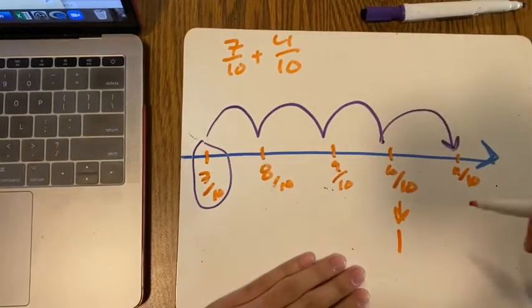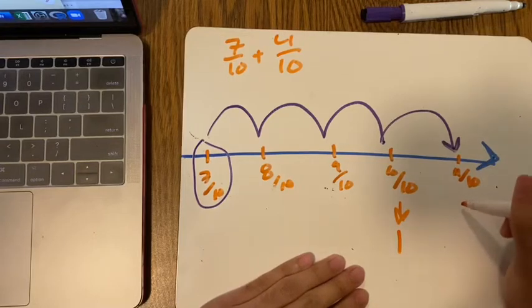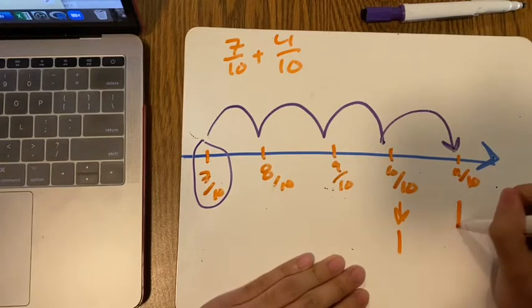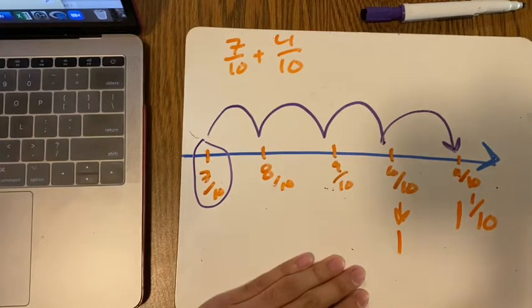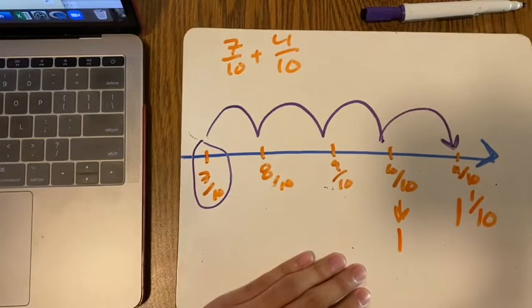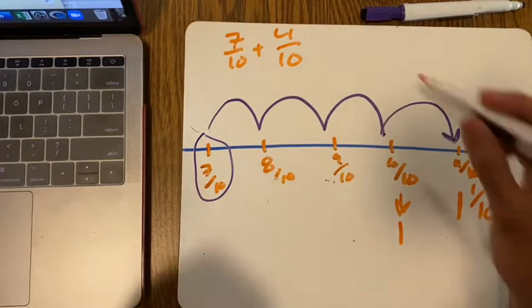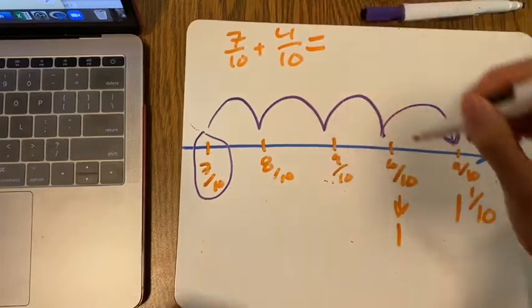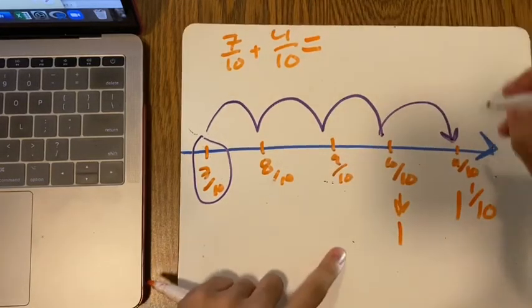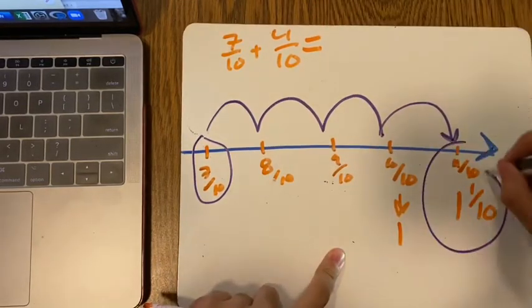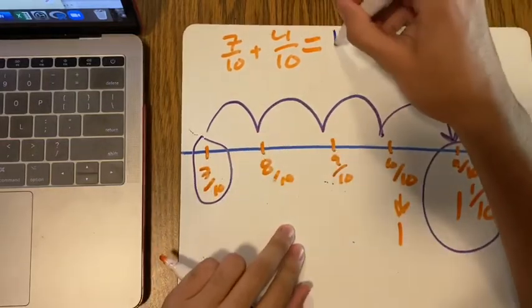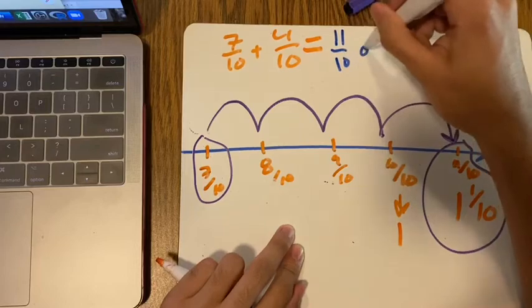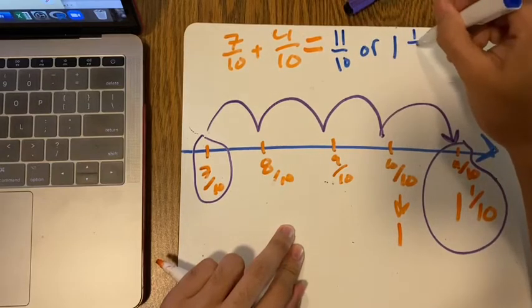So that means if I go here, I'm going to have one whole, right? And 1 over 10. And then it's going to be 1 whole and 2 over 10s, 1 whole and 3 over 10s, and then so on, okay? So now I figured out that my answer is 11 over 10 or 1 whole and 1 over 10, okay?